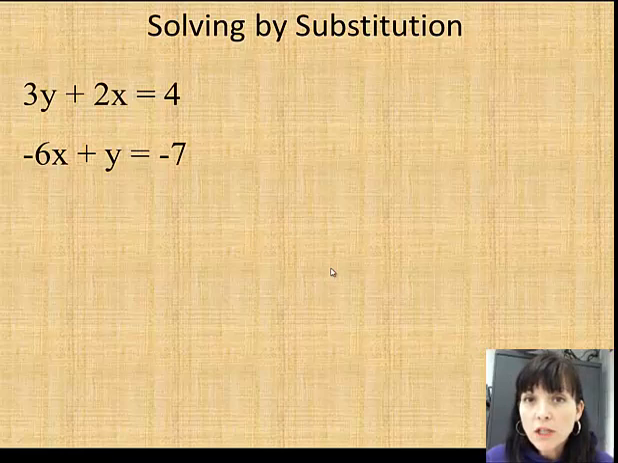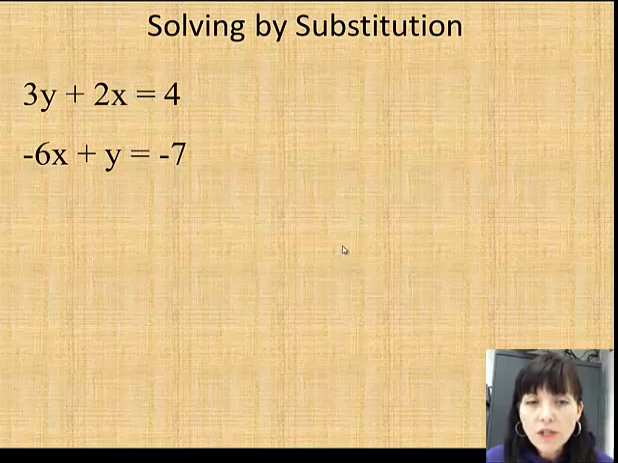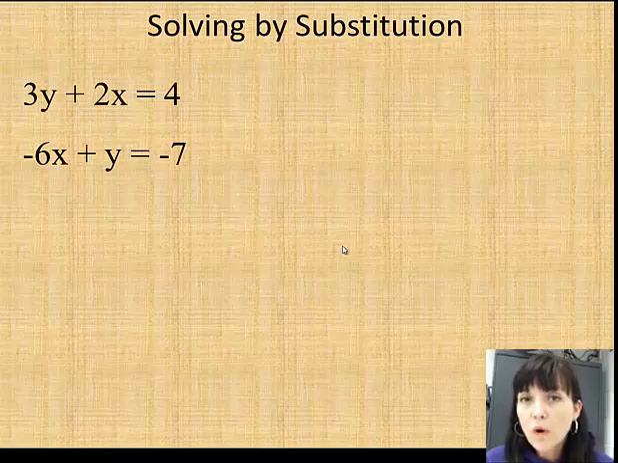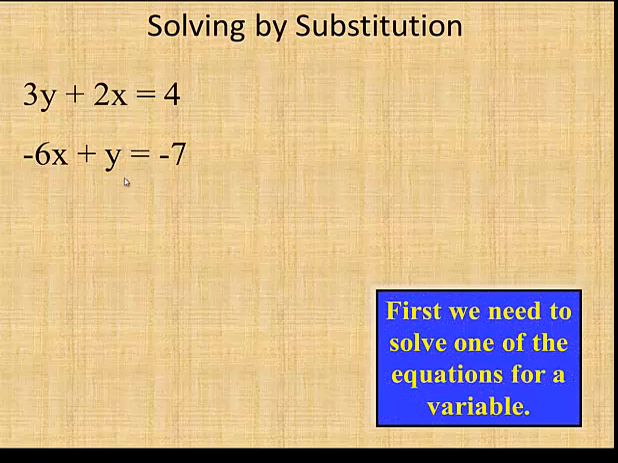Moving on to the second equation, which is a much harder equation, but I wanted to give you both types. We have 3y plus 2x equals 4 and negative 6x plus y equals negative 7. You'll notice we don't have x or y by itself in either of the equations, so we have to make that happen. I'm looking at both equations and I see in the second one, y is by itself, it doesn't have a coefficient, so we're going to end up solving for just y in that equation and then substituting it.